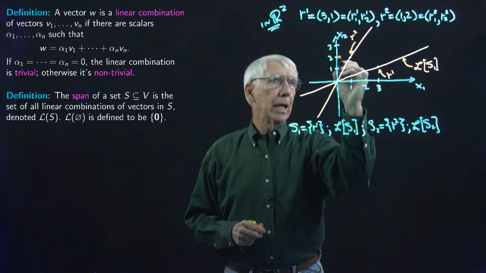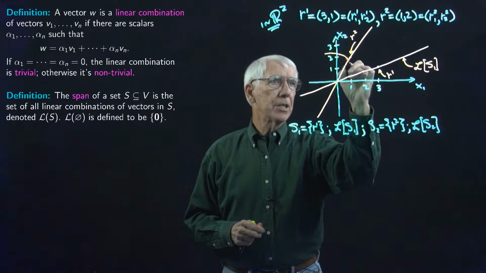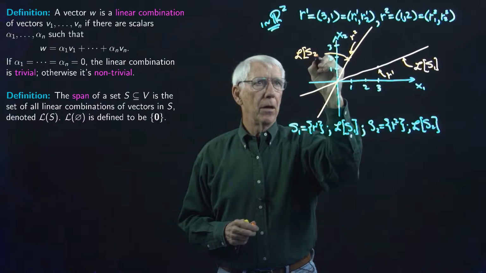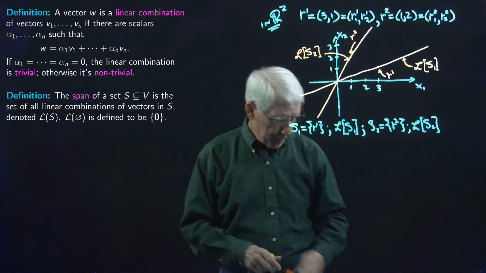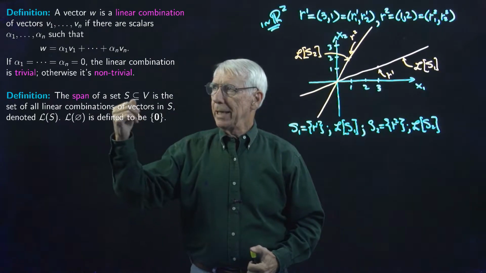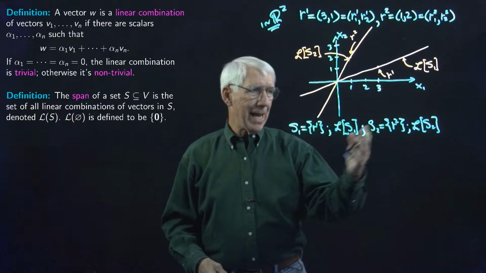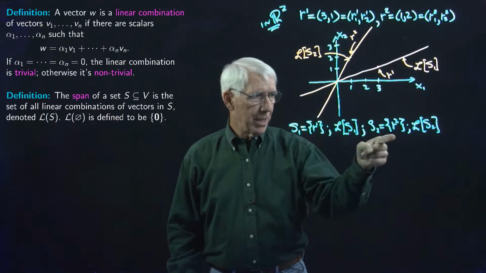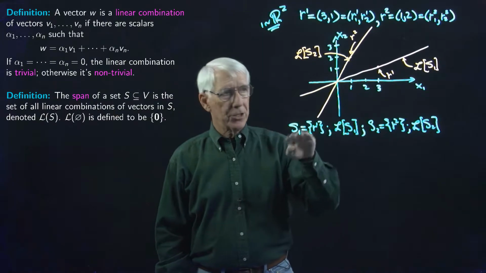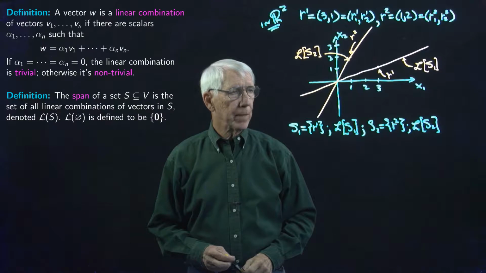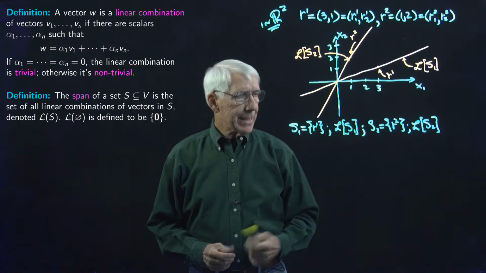And so let's point out then that this line is L of S2. So the first two examples of the span of a set couldn't be simpler, and of course that's because in each case the set was a singleton set, just one vector, so I just had all the scalar multiples of that vector.